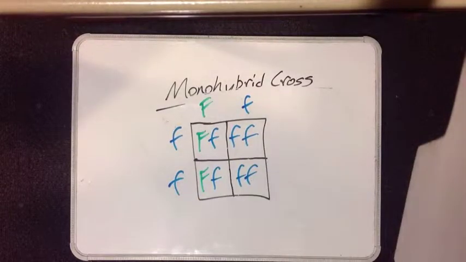If we were to do another monohybrid cross, we would end up with two homozygous recessive fish and two heterozygous fish. Notice how one fish's traits is at the top and one is to the side. These are again the gametes and alleles.